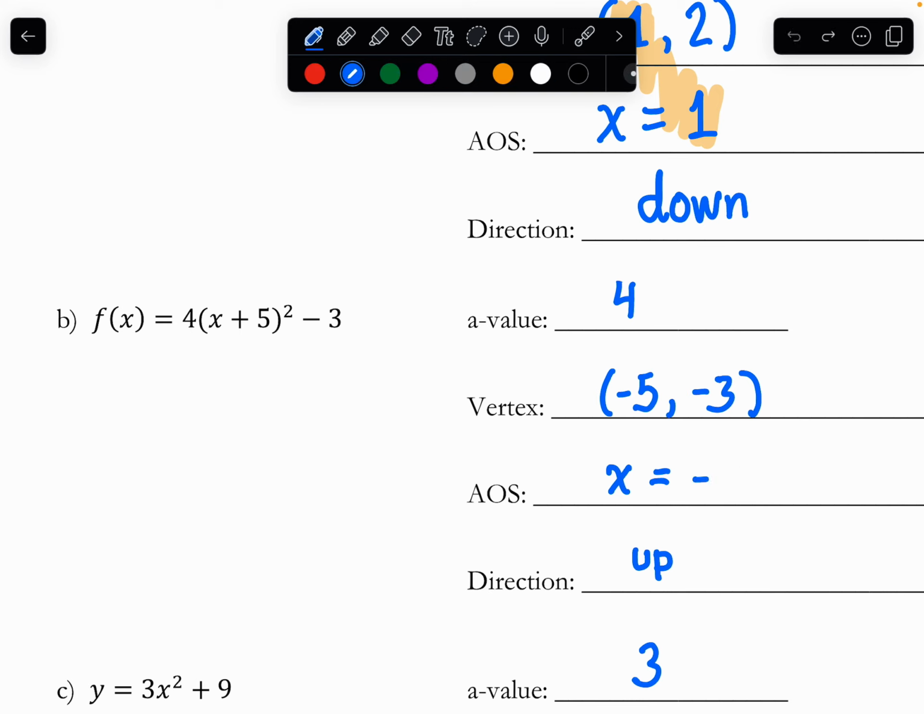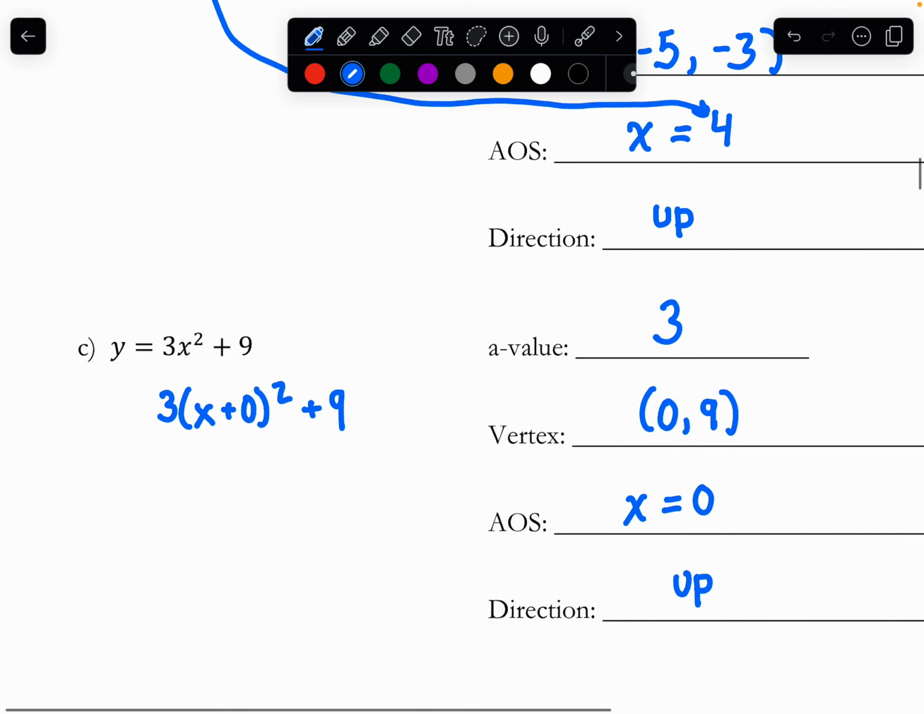I'm sorry. Yeah, no, that was right. My bad. I was looking at the A value comes here. And that opens up. In the next set, my A value is 3.